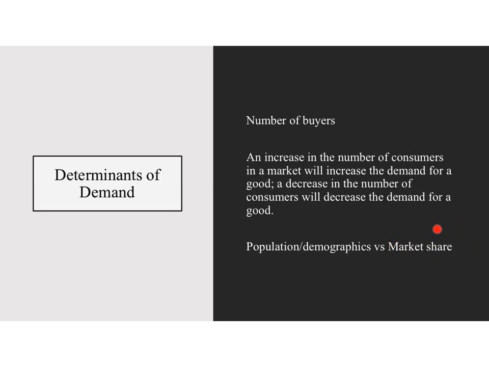Similarly, we may see changes in market share. So for example, suppose we have a small town that has a McDonald's and a new restaurant, Burger King, moves into town. We would expect to see McDonald's lose market share as consumers move from McDonald's to the new Burger King. We would expect to see the demand for Big Macs decreasing. This would be a reflection of a change in market share. So two mechanisms through which the number of buyers can increase or decrease demand.